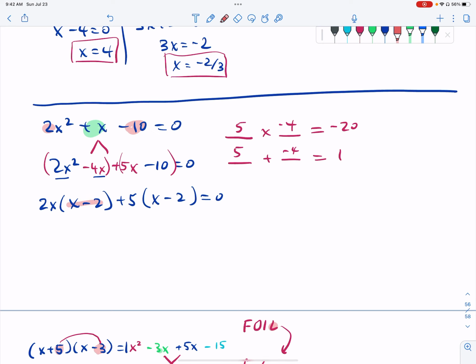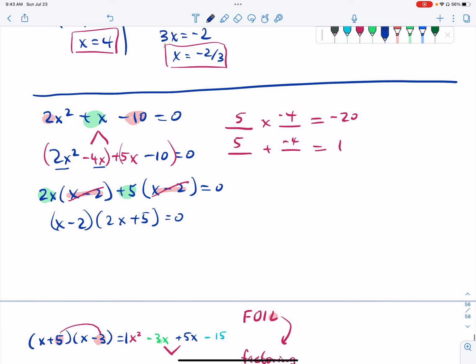The GCF now is x minus 2, pull that thing out. And then the factor that's left over is 2x plus 5, and that's what happens when you divide out the greatest common factor. So (x minus 2)(2x plus 5) is equal to 0. Zero product property, so both of them equal 0. So x minus 2 equals 0. Add the 2 over, so x is equal to 2, or 2x plus 5 equals 0. Subtract over the 5. Divide over the 2. Negative 5 over 2. And there are your two answers.